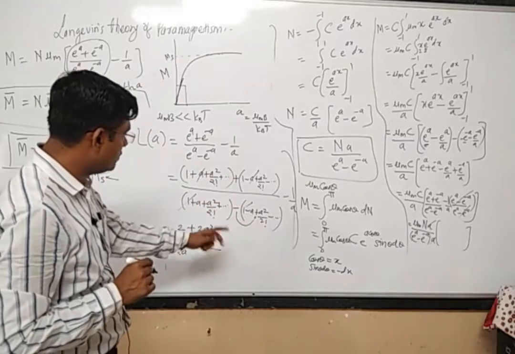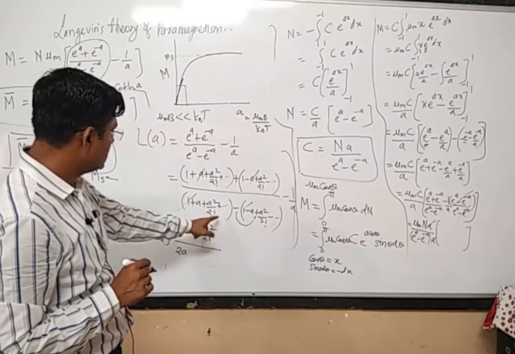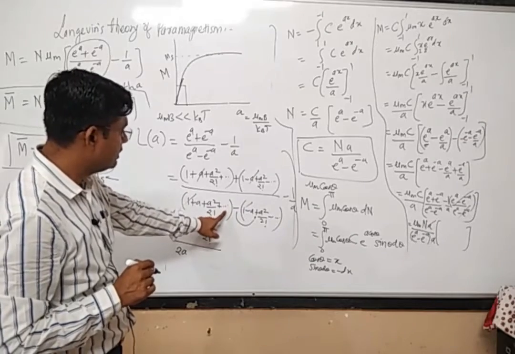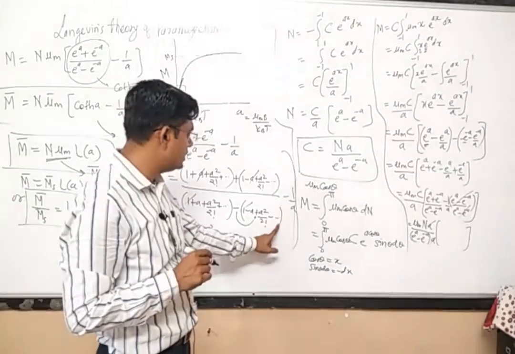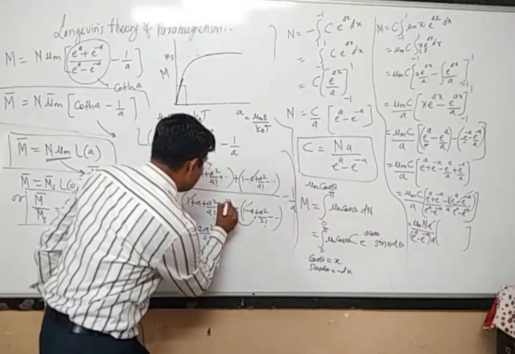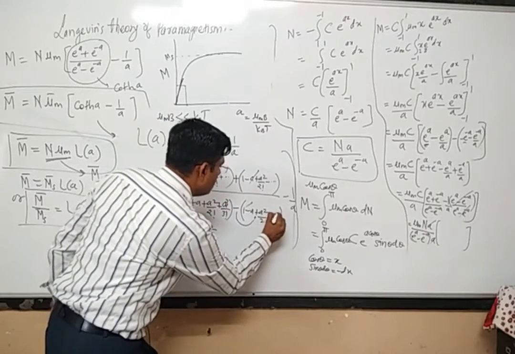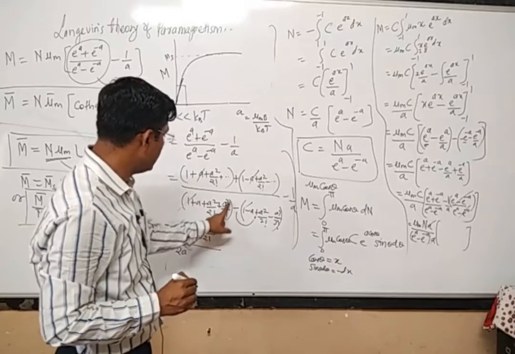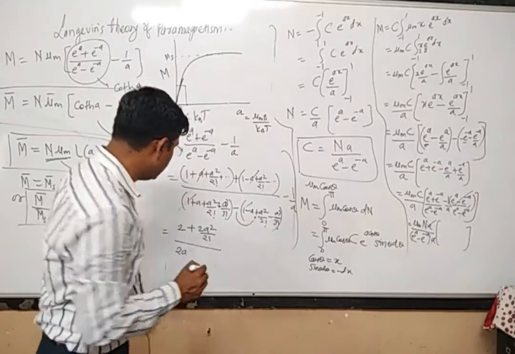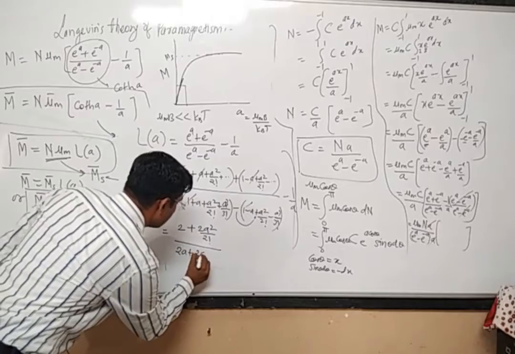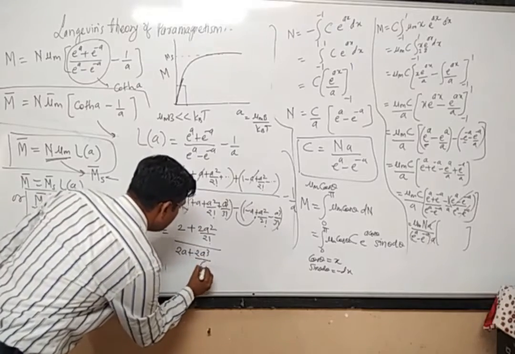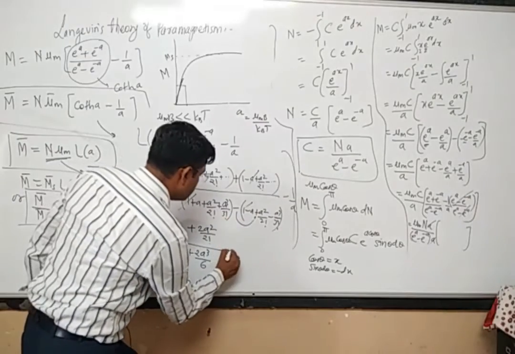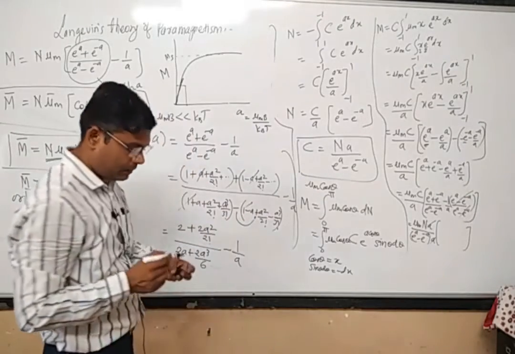So if they are cancelled out, what is the next term? Here the next term is A cube by 3 factorial. Here also it is A cube by 3 factorial. Here it is A cube by 3 factorial, plus A cube by 3 factorial plus A cube by 3 factorial means plus twice A cube by 3 factorial, and 3 factorial is nothing but 6. Okay, and on the right hand side it is 1 by A.